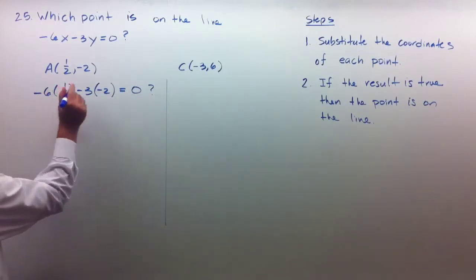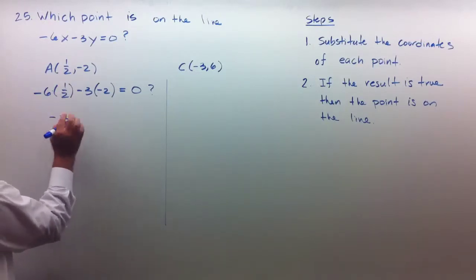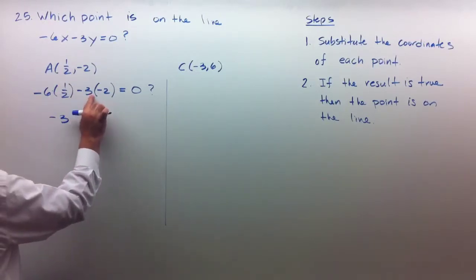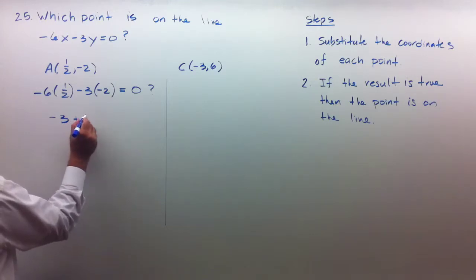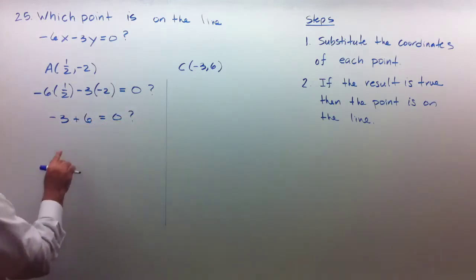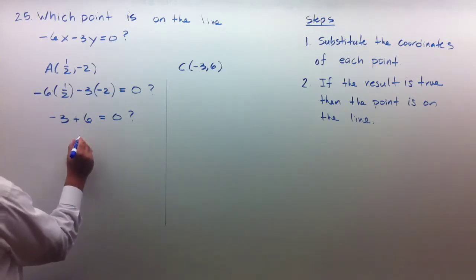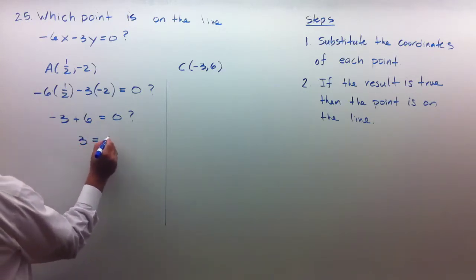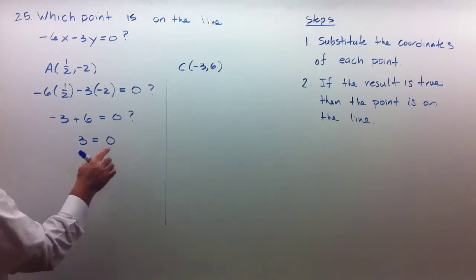Negative 6 times 1/2 is negative 3. Minus 3 multiplied by a negative 2 is a positive 6. And the question is, does this equal 0? Negative 3 plus 6 is equal to positive 3. So we get the statement 3 equal to 0.